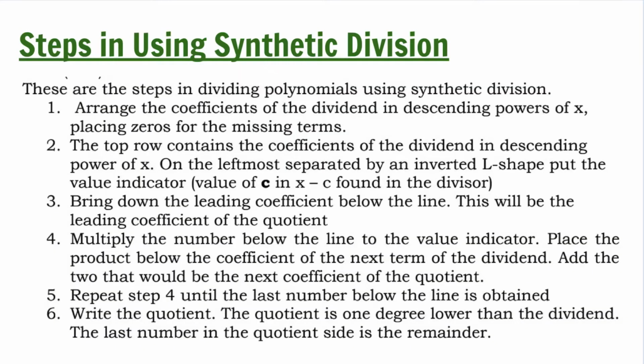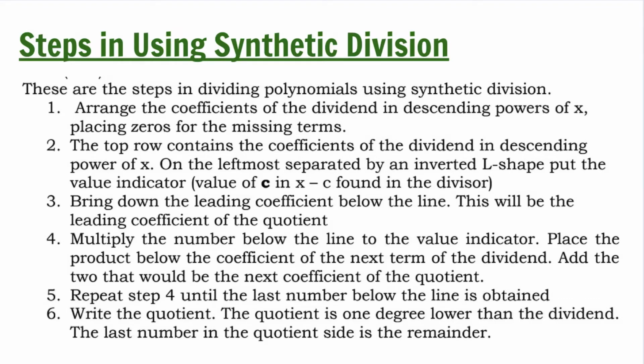These are the steps in dividing polynomials using synthetic division. 1. Arrange the coefficients of the dividend in descending powers of x, placing zeros for the missing terms. The top row contains the coefficients of the dividend in descending power of x. On the leftmost, separated by an inverted L shape, put the value indicator.